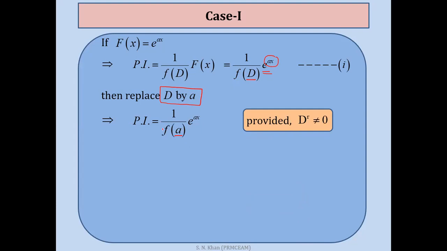Because suppose the denominator written here, f of a, if its value becomes 0, then it will become like 1 upon 0. And 1 upon 0 is nothing but infinity. We need some finite solution. We should not get infinity; the solution should not be infinite. We need a finite solution. So that's why this condition is important. Whenever we are replacing D by a, we always have to ensure that the denominator does not become 0.